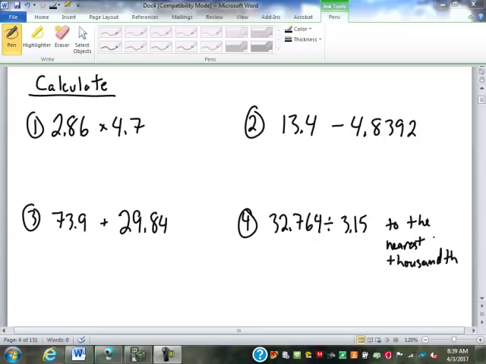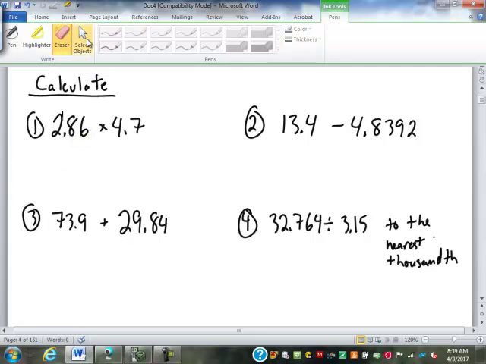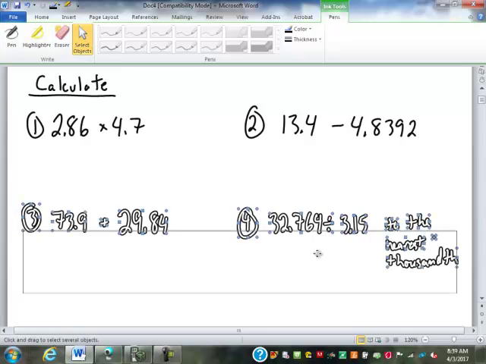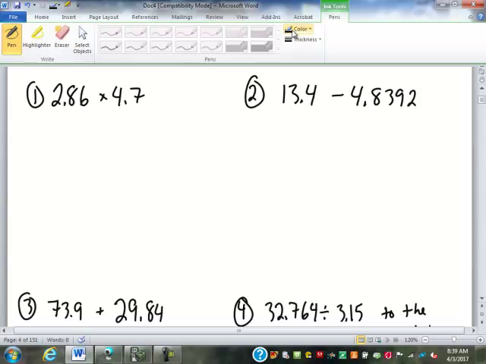Okay, let's see how you did on these. I'm going to go ahead and just move these problems down and get them out of the way. So for the first one, 2.86 times 4.7.